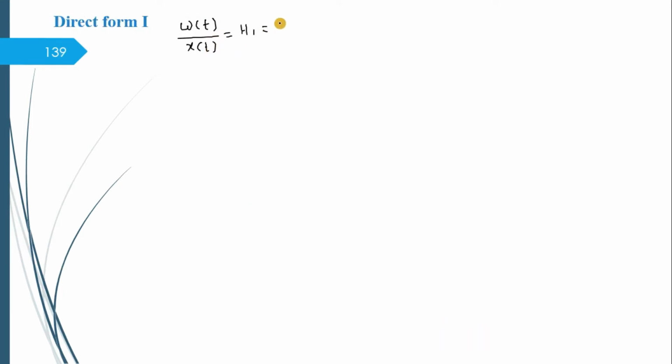So how to write it? I write it in this fashion. B naught, in place of s I write integration. How many times? 2 times. b1, how many times integration? 1. b2, no integration at all. Similarly, I write it here, y of t divided by w of t.